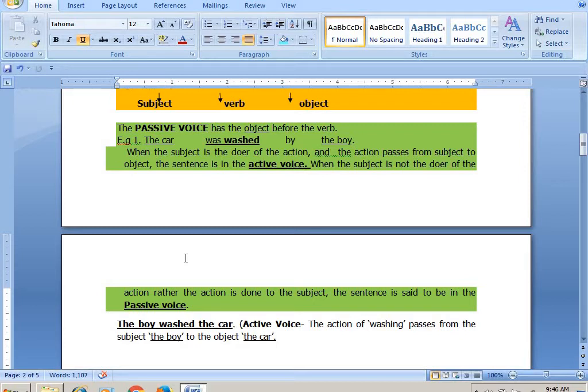Passive is a receiver, or in short, the one who suffers. And the active is where the action is being done, which has been shown to you in the active voice. So now let's see.